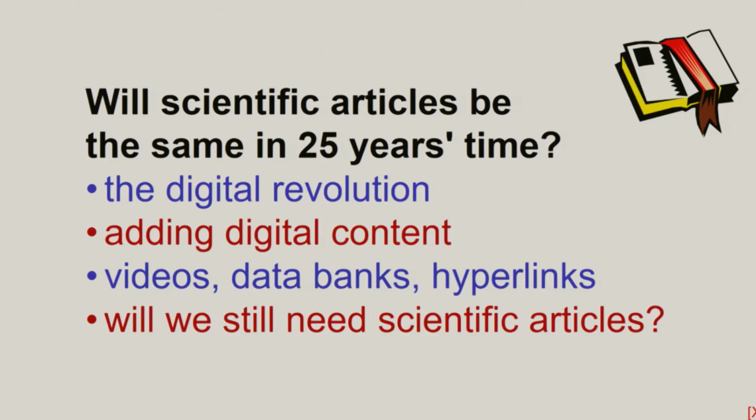So we wonder, what will scientific articles look like in 25 years' time? Well, the digital revolution will continue to produce surprises and changes dynamically. Digital content is being added to papers in the ways I've just described, the videos, the data banks, the hyperlinks, and so on. And some people are beginning to ask, will we still need scientific articles, or will there be different ways of accessing scientific information?